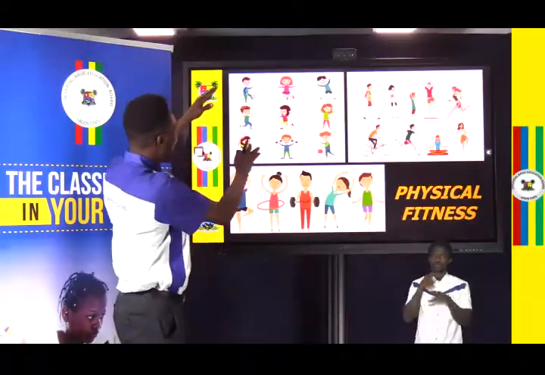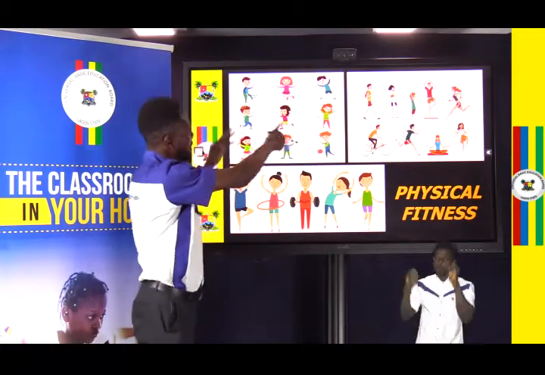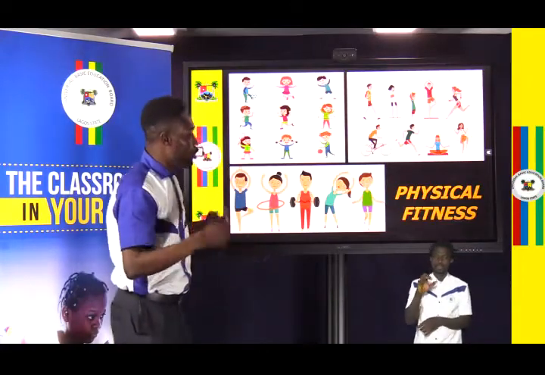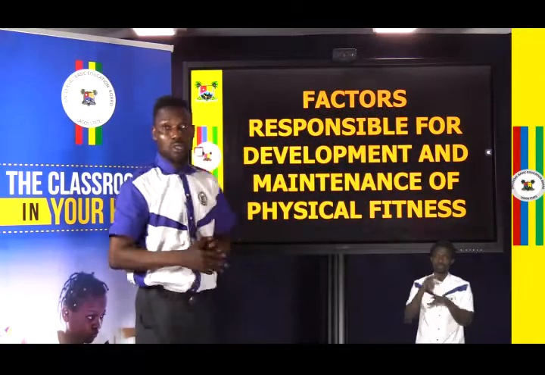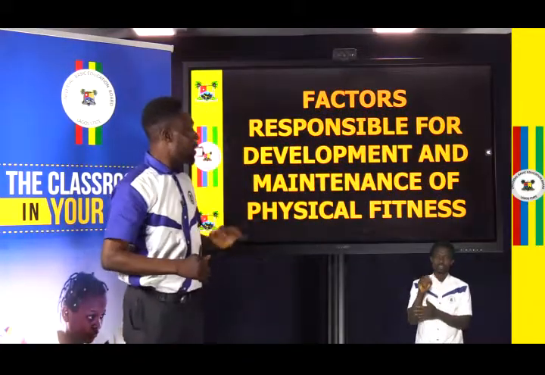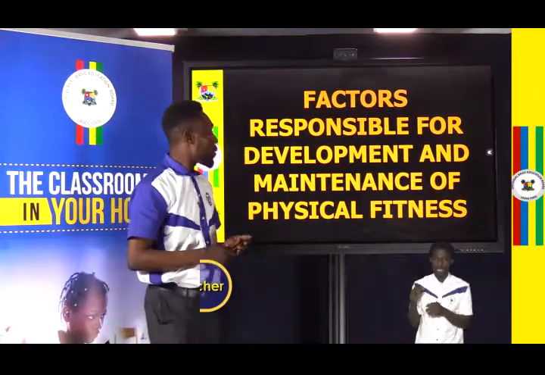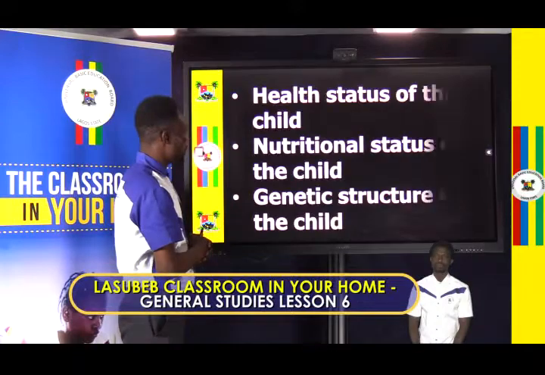Now let's look at the picture here. We have different forms of exercise here. You can skip a rope, ride a bicycle, jog, and so on. Now let's look at the factors responsible for development and maintenance of physical fitness.